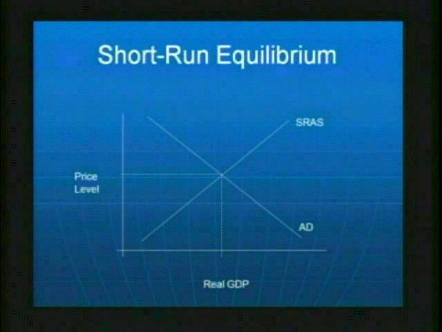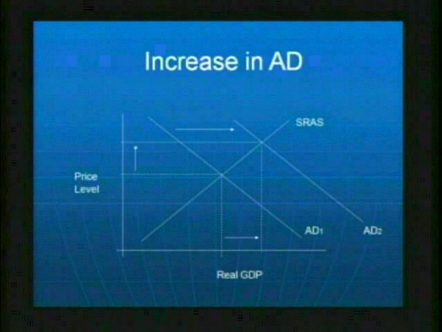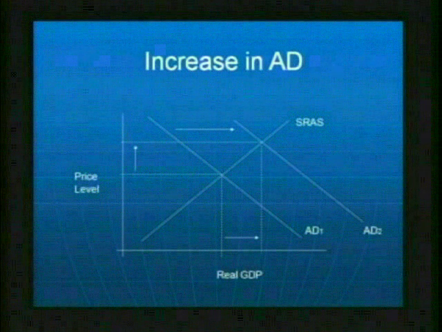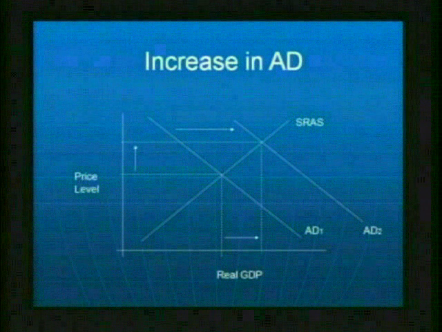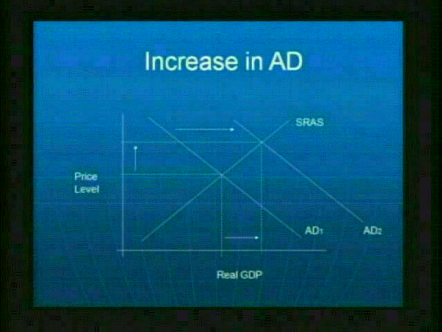Let's look first at what happens if there's a change in aggregate demand. That is, suppose aggregate demand increases. This could take place because consumers get more optimistic and decide that they want to buy more goods and services. They feel wealthier, or to the extent that they buy goods on credit, if interest rates were to go down or something of that sort, then we would get an increase in aggregate demand. So we moved from aggregate demand 1 to aggregate demand 2.